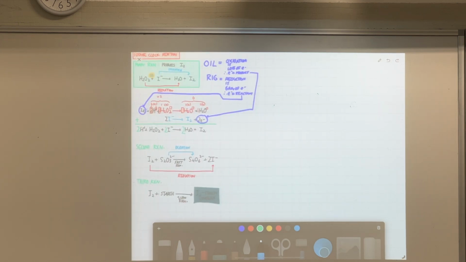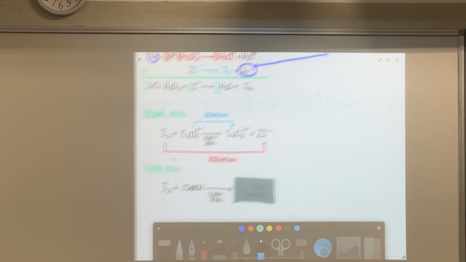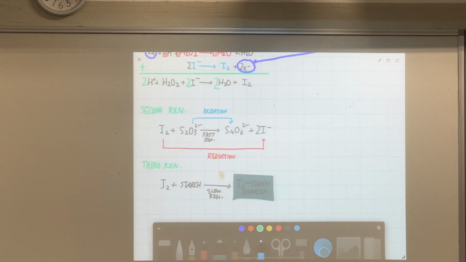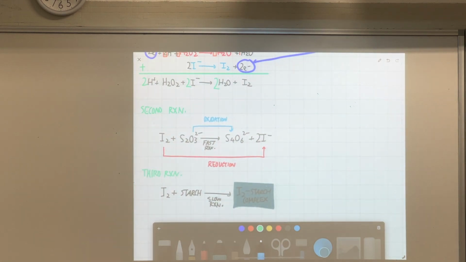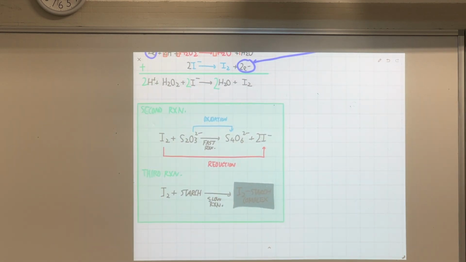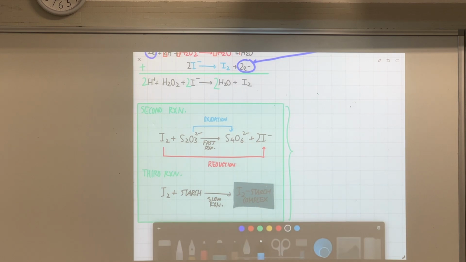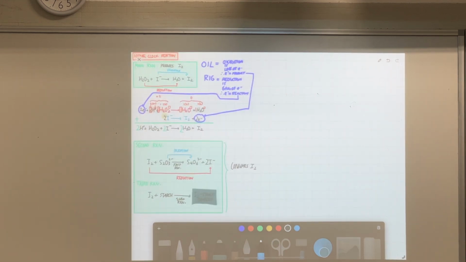Okay, so you see the main reaction produces iodine. The second and third reactions consume iodine. But then you have one fast and one slow reaction in here. So let me explain that. These two reactions consume iodine.